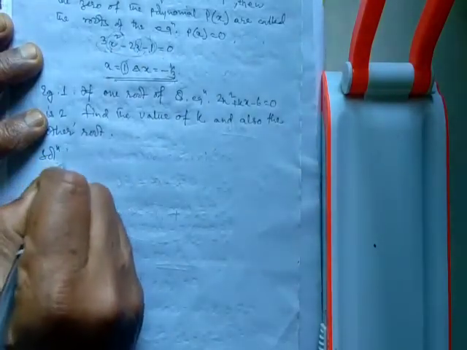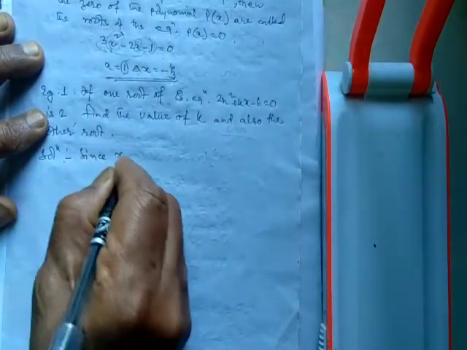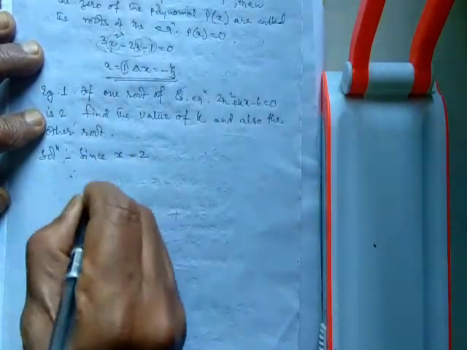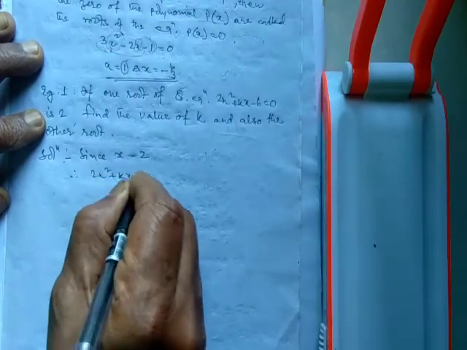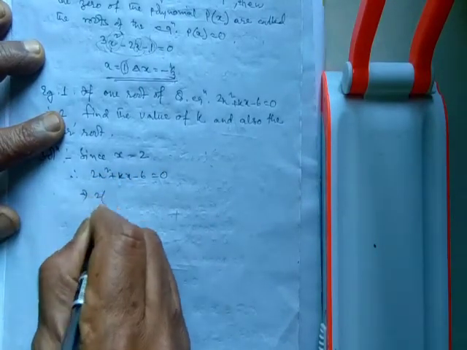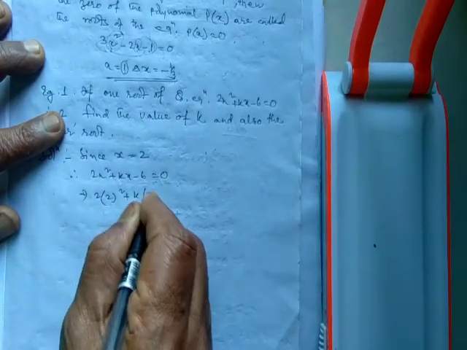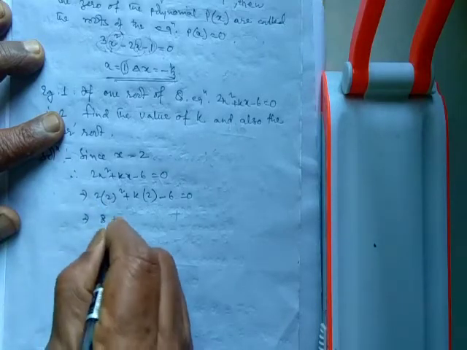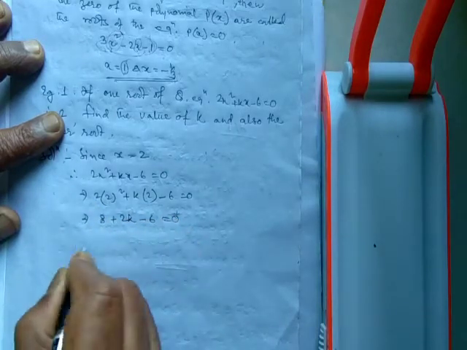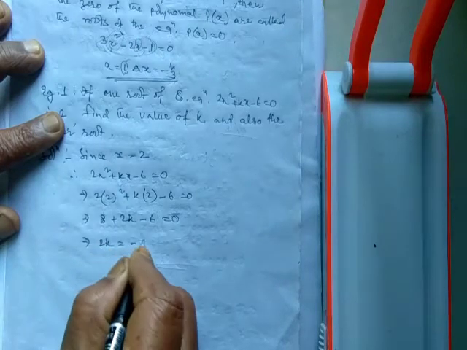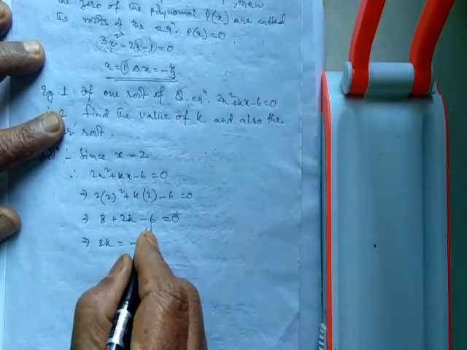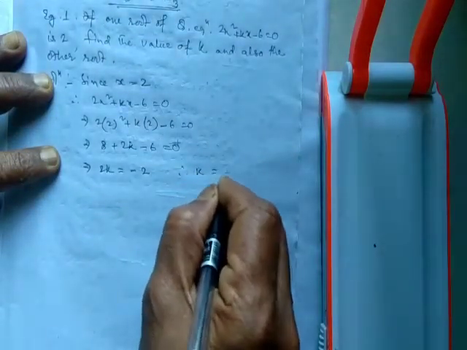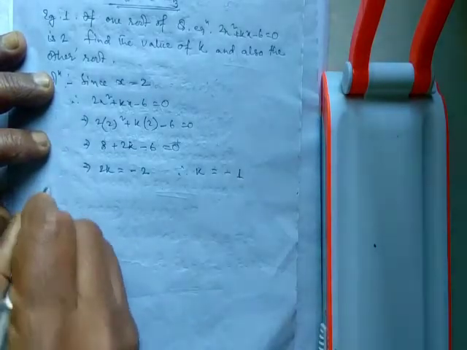Solution. Since one of the roots is 2, therefore in this equation 2x square plus kx minus 6 is equal to 0, this implies 2 into 2 square plus k into 2 minus 6 is equal to 0. This implies 8 plus 2k minus 6 is equal to 0. This implies 2k is equal to minus 2, 8 minus 6 is 2. When it goes to the other side it will become minus 2. Therefore k is equal to how much? Minus 1.